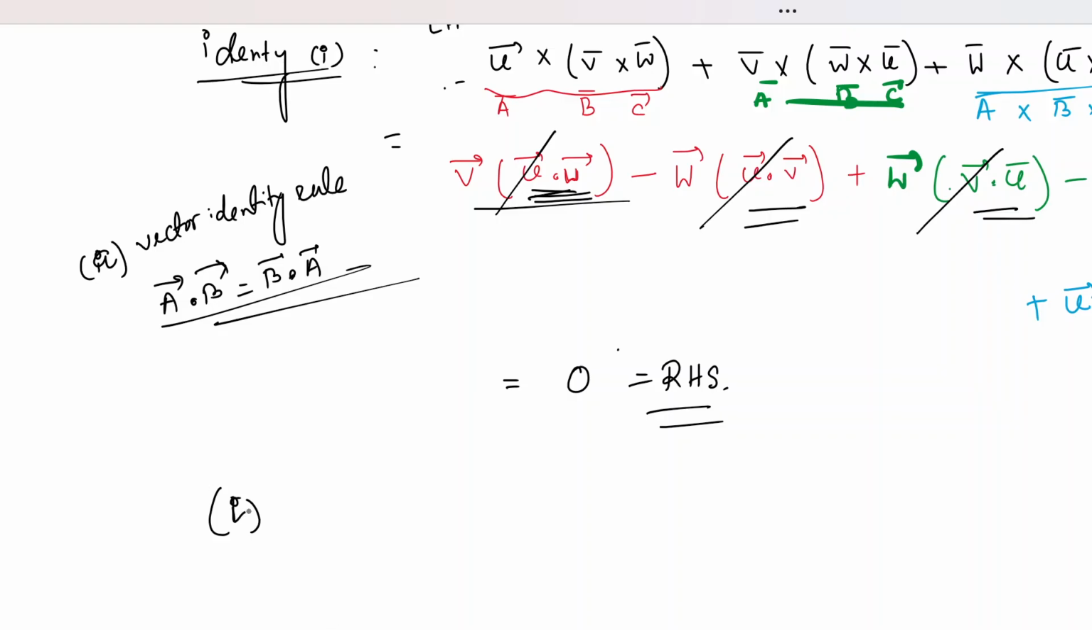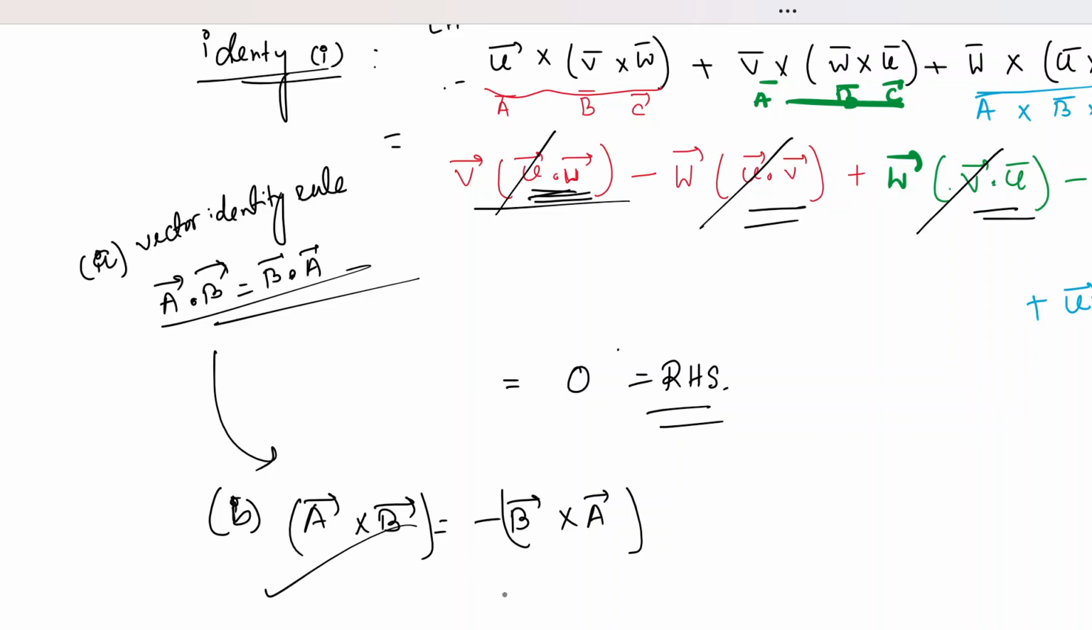Another vector identity rule is regarding the cross product. In this aspect, I like to mention that cross products do not commute with each other. Like A cross B is minus B cross A. They have a directional aspect. So if you take a cross product, you cannot just commute them. If you change their order, then an additional minus sign comes into the equation. So this is another vector identity rule regarding cross product.